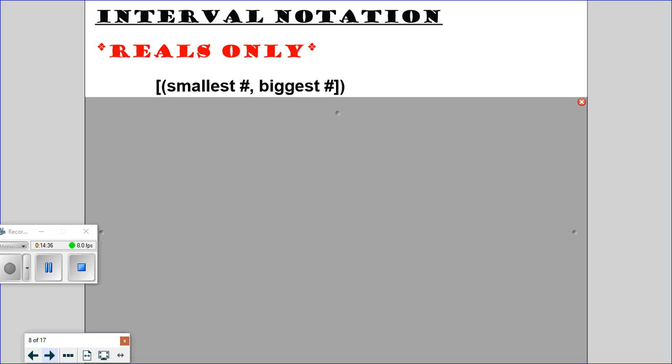What is it going to look like? It's going to look like an ordered pair, number, comma, number. That's all there is to it, number, comma, number. Smallest number has to be listed first. Biggest number has to be listed second. You'll notice I have 2 symbols on each end, a parentheses and a bracket. Well, we have to make the decision on what are we going to put there, a parentheses or a bracket. The right and the left end are completely separate from each other.